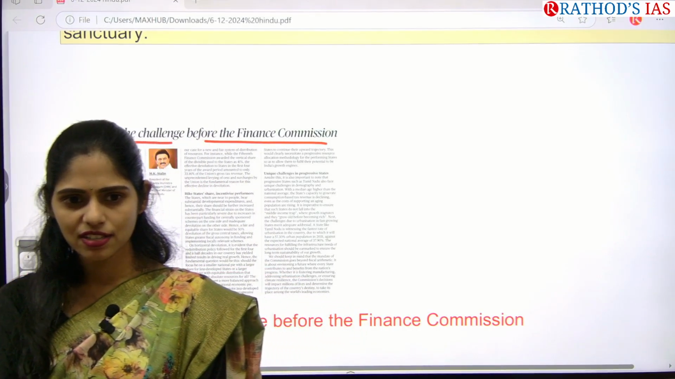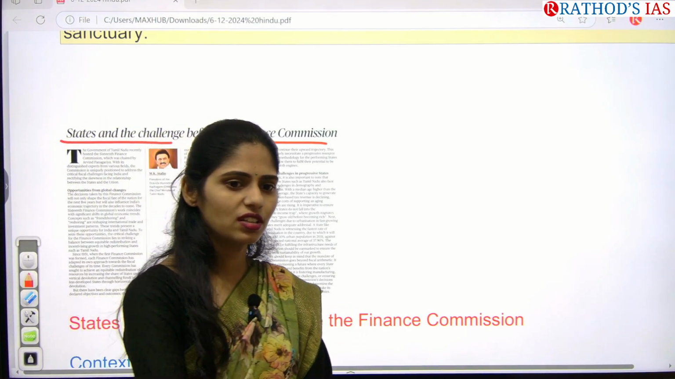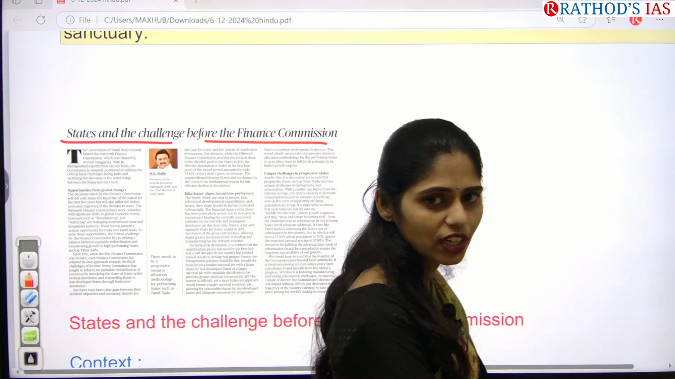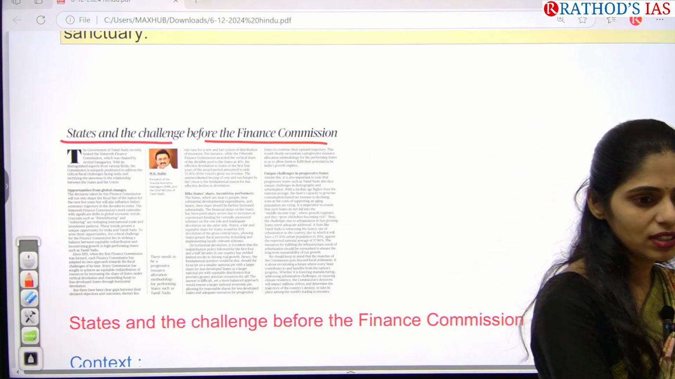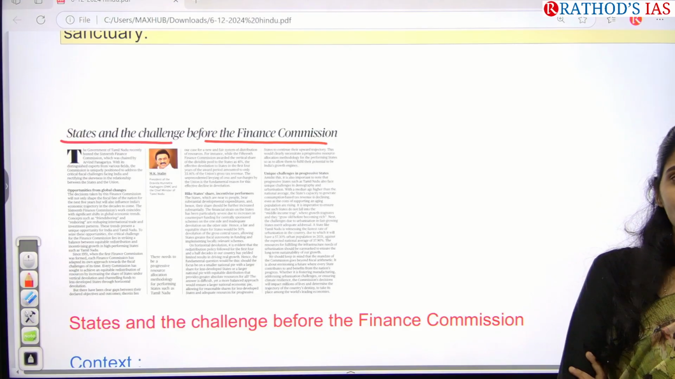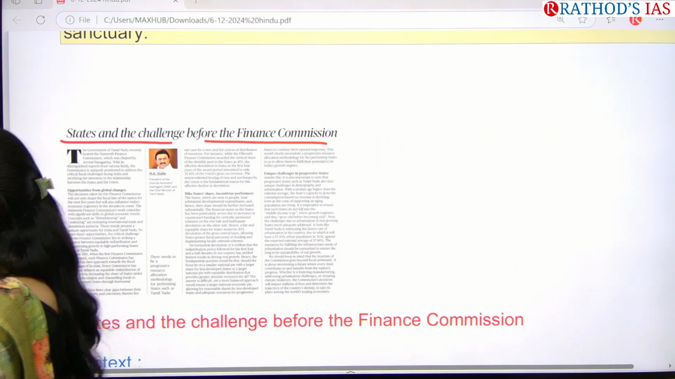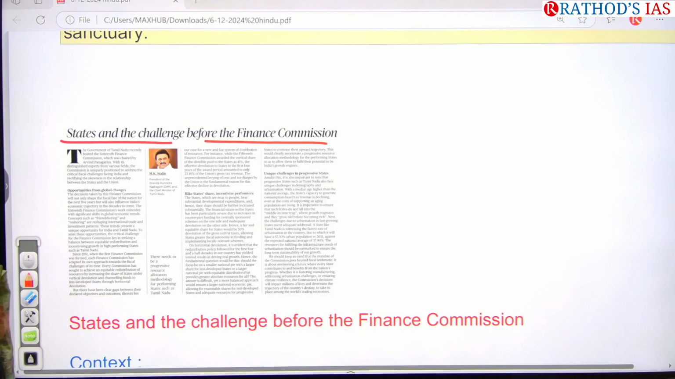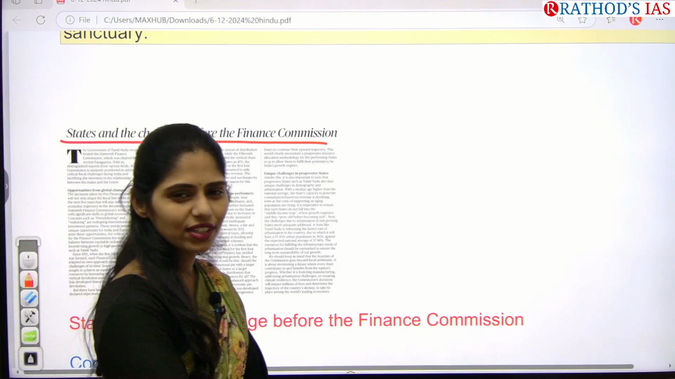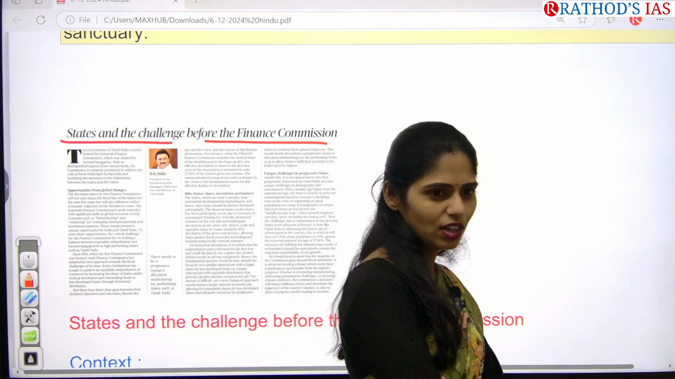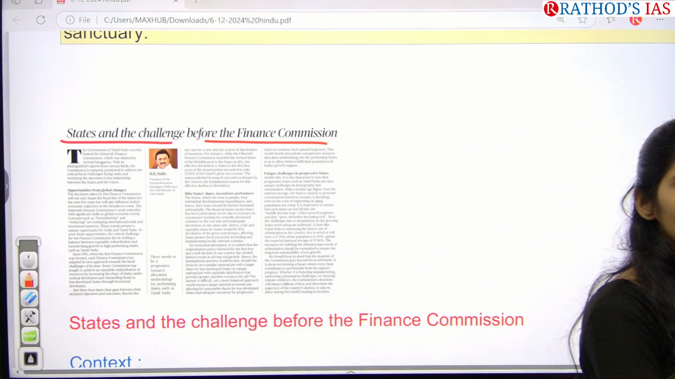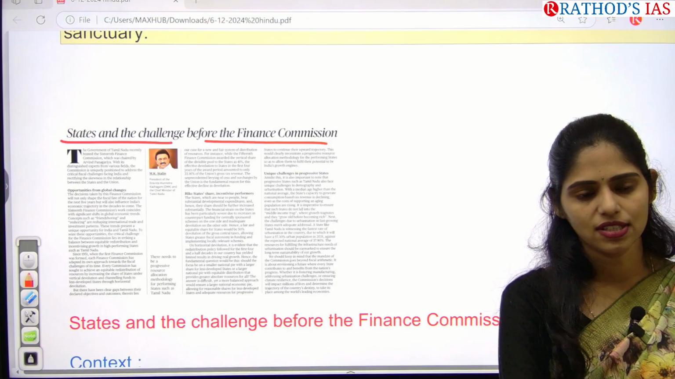Devolution of funds. So the types of devolution of funds: vertical devolution and horizontal devolution. Vertical devolution is between the center and states, but horizontal devolution is between the states. Okay, so what is the problem now with the southern states regarding this Finance Commission? We are going to have this 16th Finance Commission, right? Okay, so tell me, what are the problems with this Finance Commission for southern states?